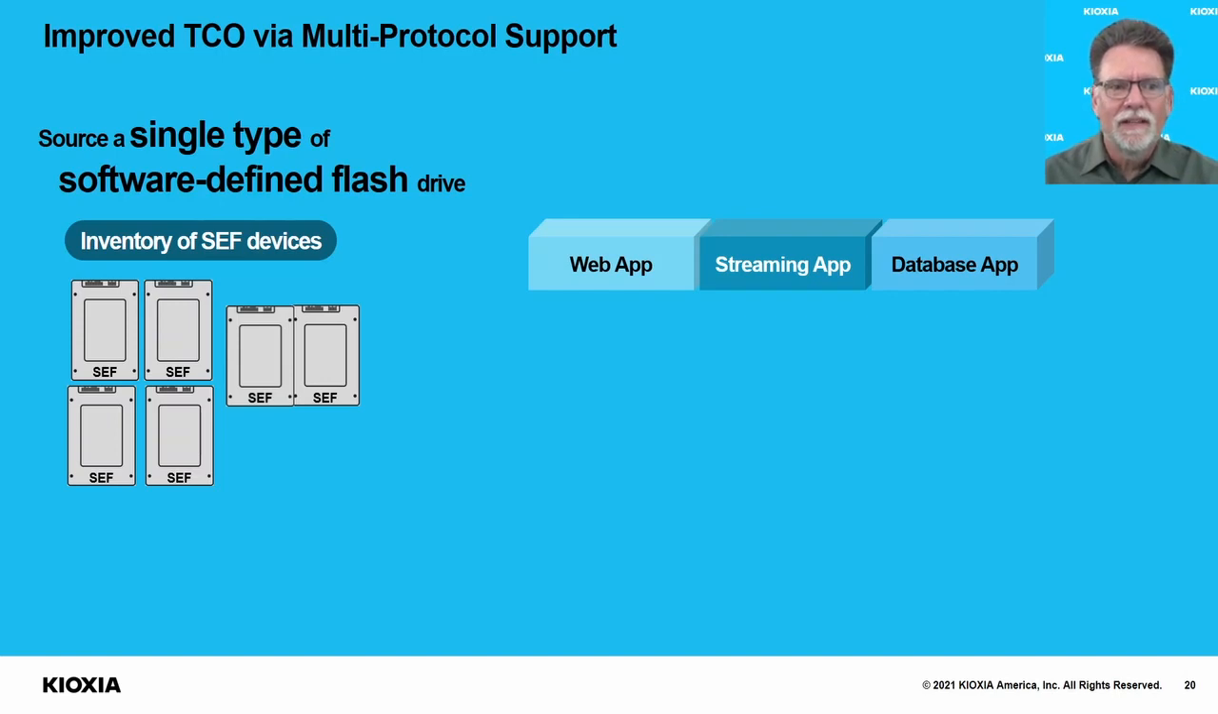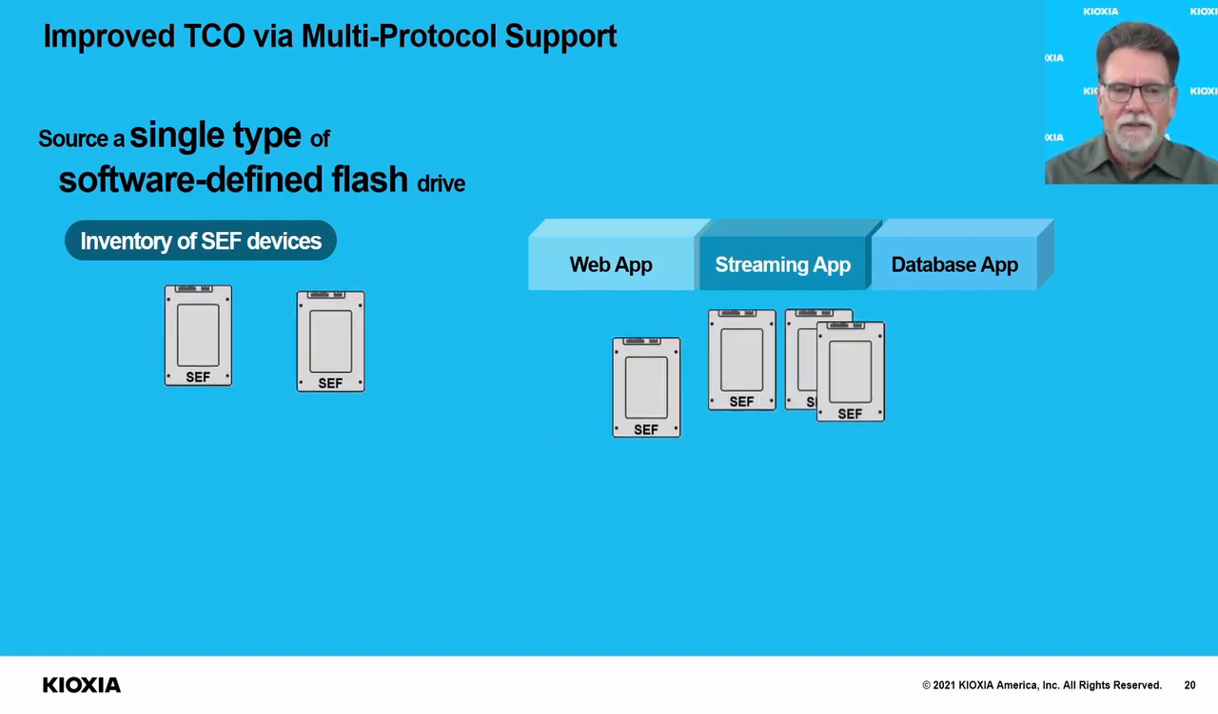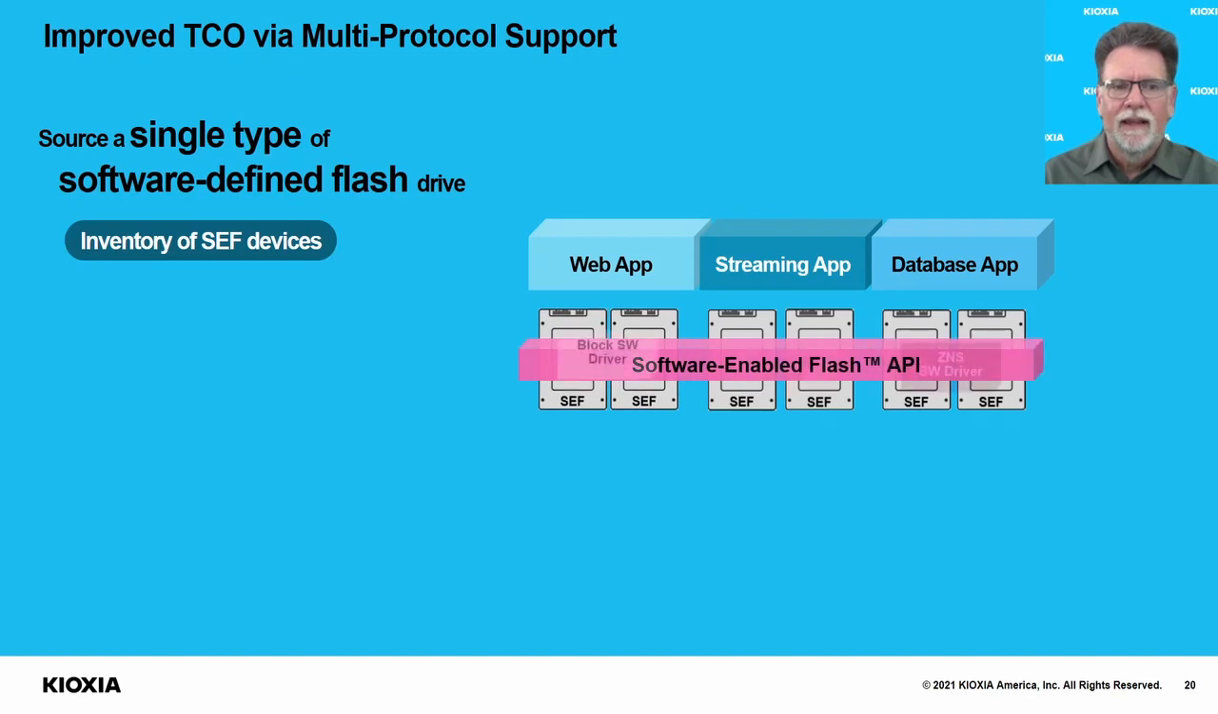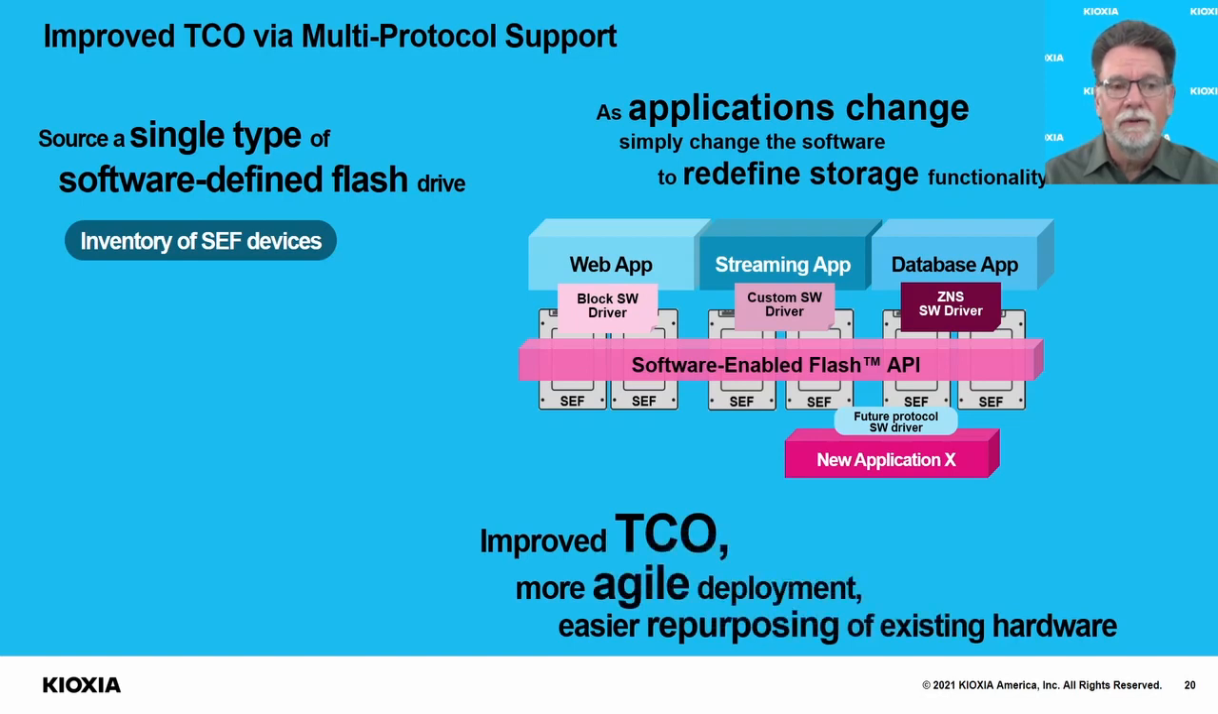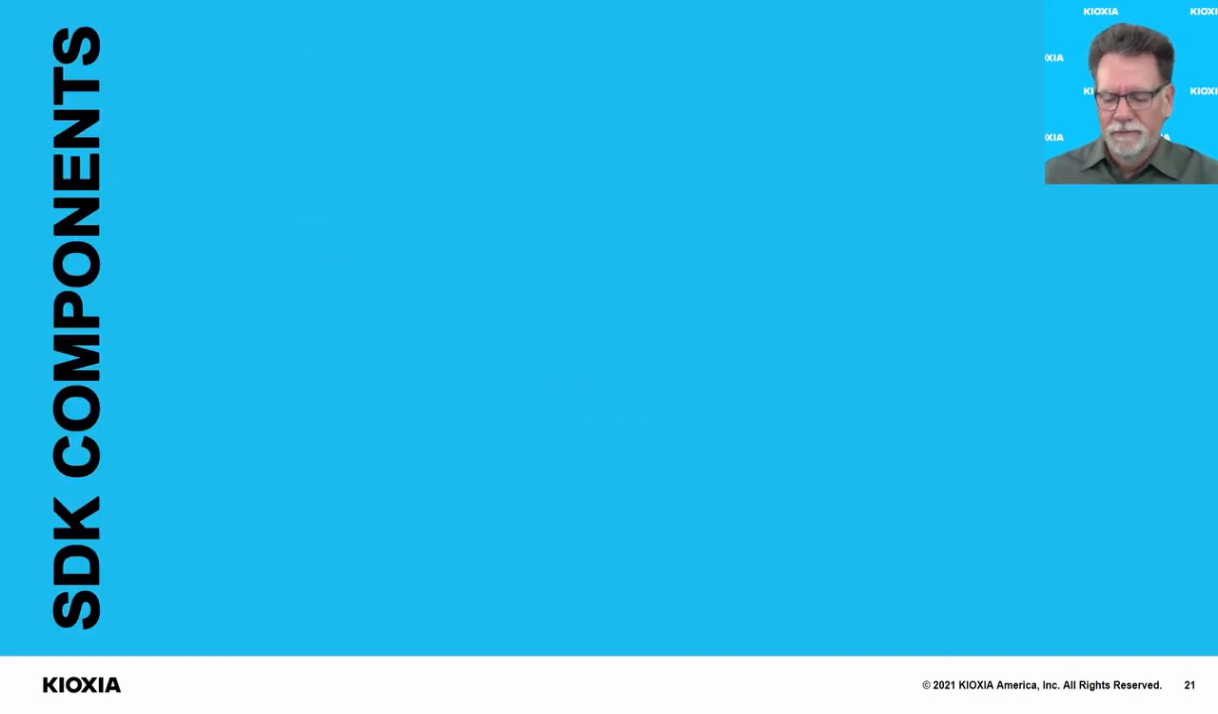The next thing that we can demonstrate is that a single pool of software-enabled flash devices can be deployed and configured in real time to service different applications and even different protocol needs within your environment. Furthermore, these software-enabled flash units can be adapted in the future to new applications and new protocols that may not even exist yet. Once again, the ability to maintain a single inventory pool that can be deployed to different applications and different workloads and provisioned as needed brings great TCO benefits to your environment.